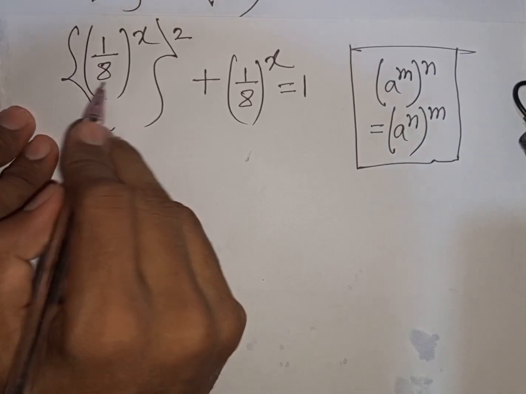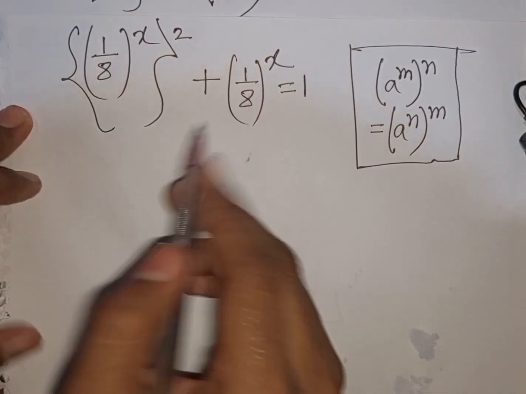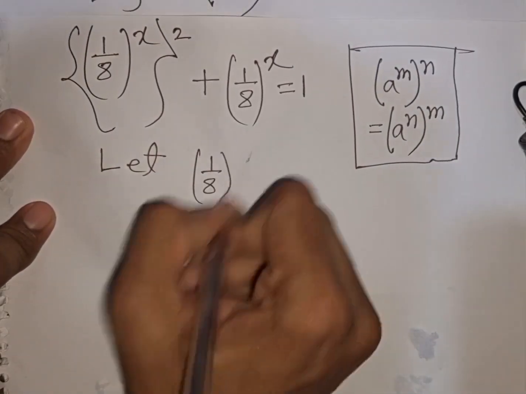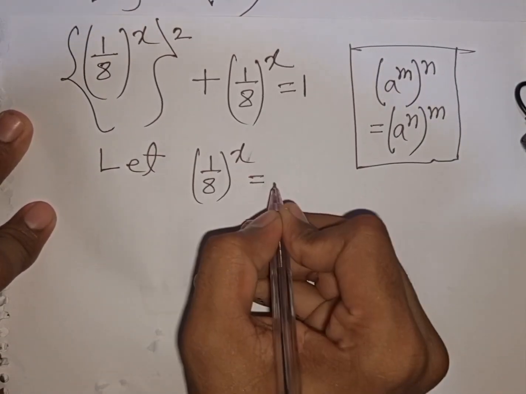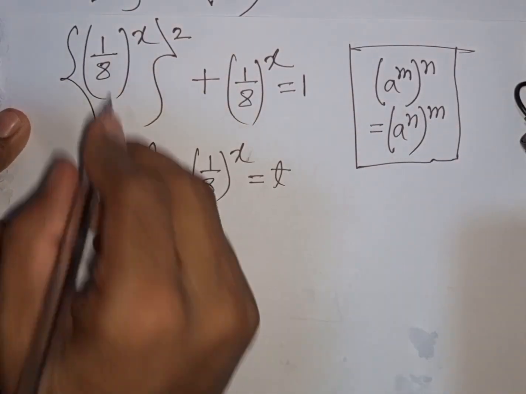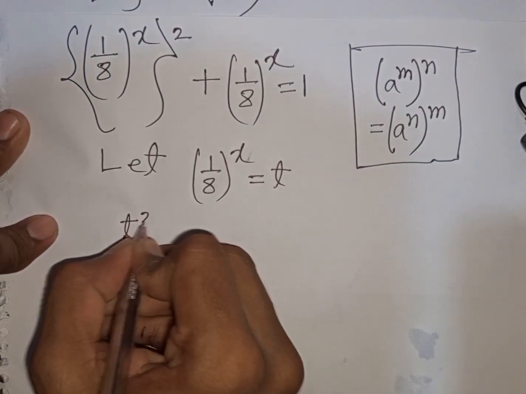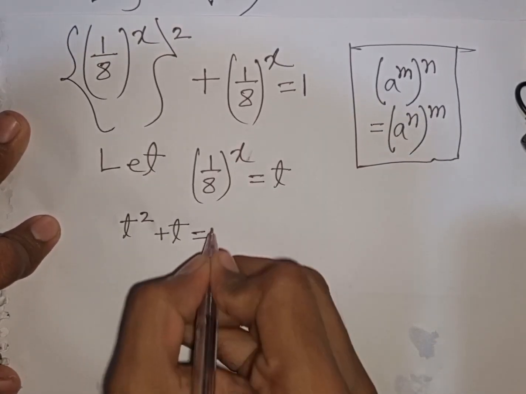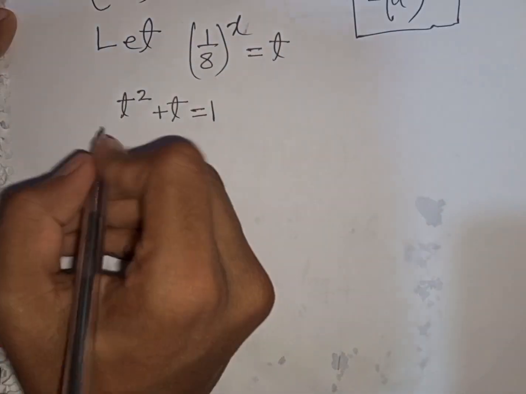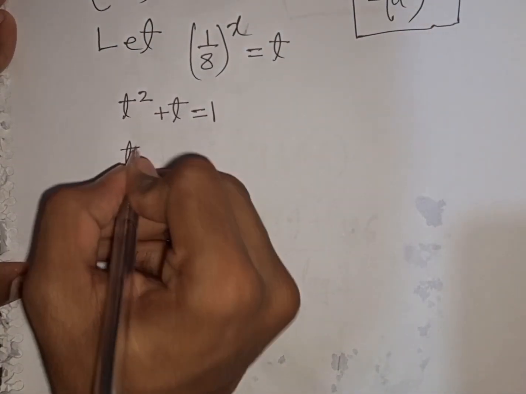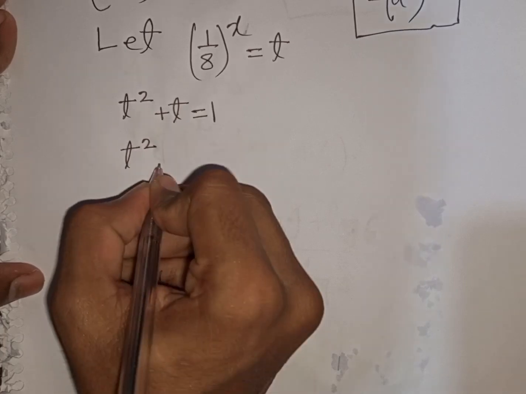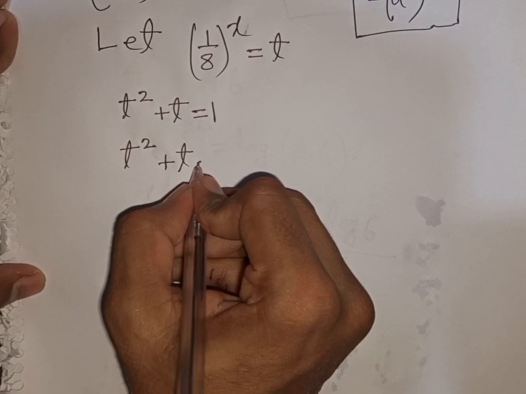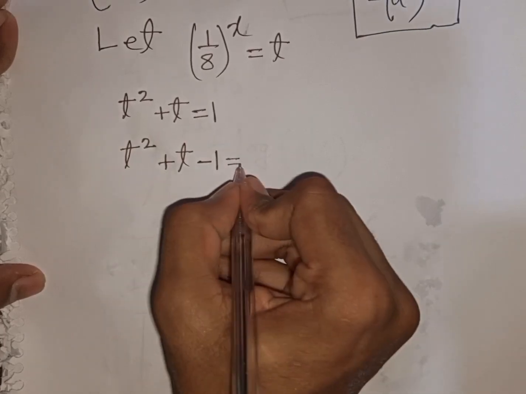Now, we see 1 by 8 bracket power x, 1 by 8 bracket power x, both terms are the same. So, let 1 by 8 bracket power x be substituted by t. So, our equation will be t square plus t is equal to 1. Now, we can write here t square plus t, then this plus 1 taken to the left side. So, this will be minus 1, then is equal to 0.